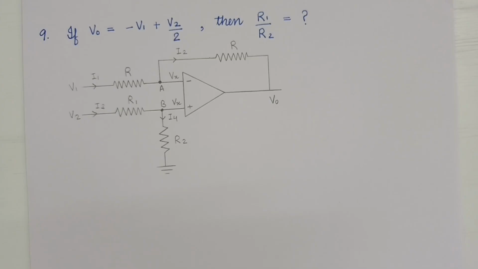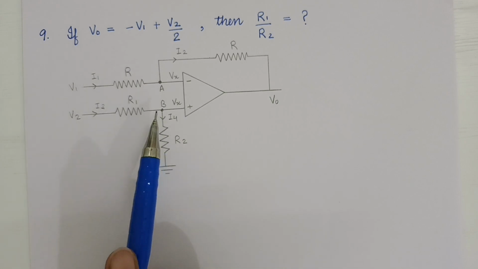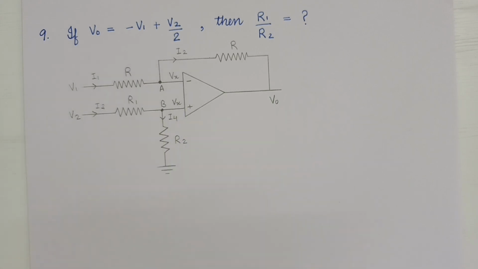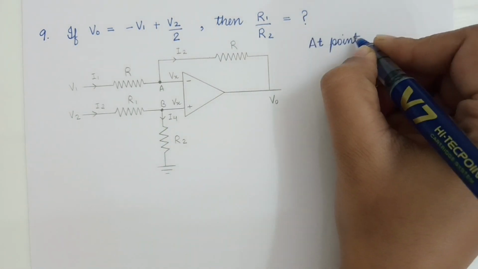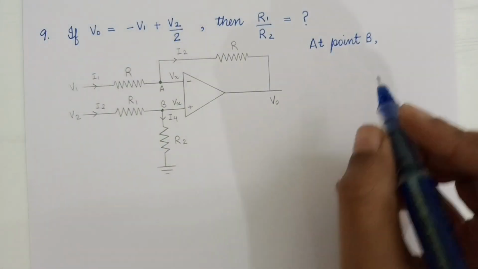So this is it. Let's begin with solving point B. From here, we will get the value of Vx and then we will proceed with point A, and this way we will be able to reach our result. So let's see how it goes. So starting with point B. So at point B, I3 is equal to I4.